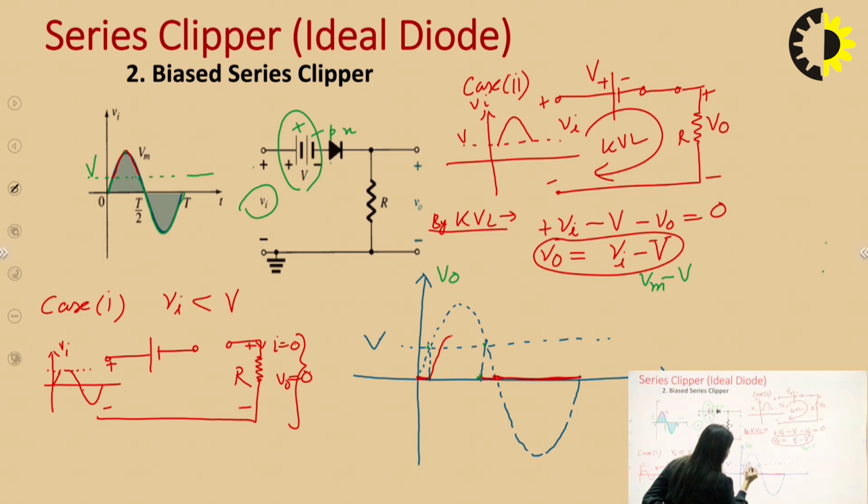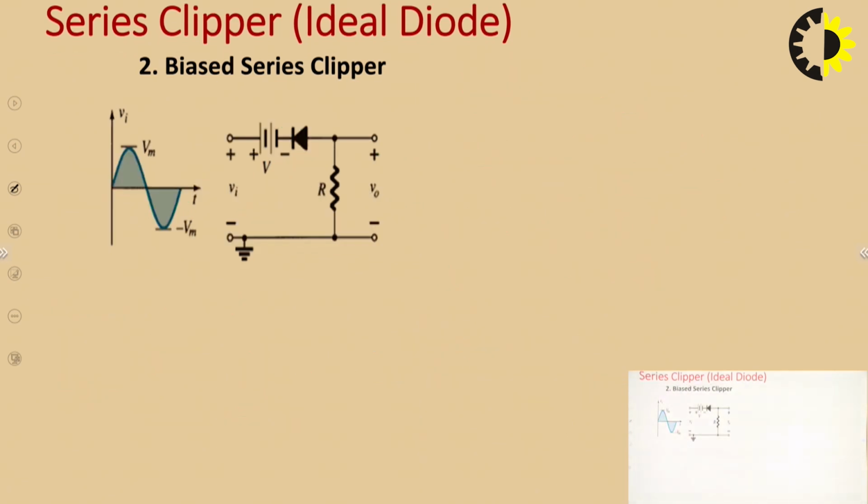So how you are going to make the circuit for the diode, and this particular value is nothing but Vm minus V, and that will depend purely upon the value of the capital V. If the capital V is 2 volts and the maximum is 5, then this will go to 3 volts, right? So maximum will be 3 volts. So this is the biased series clipper for ideal diode.